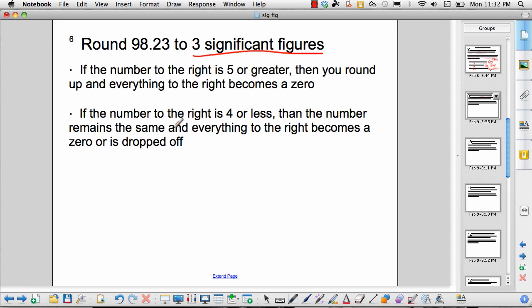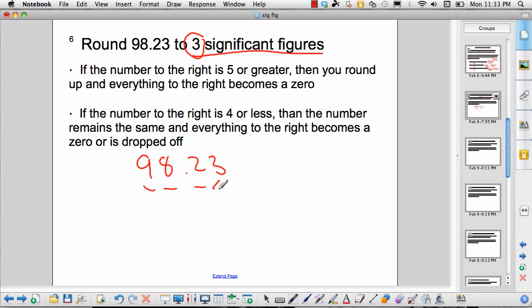Let's take a look. So in this example, I'm starting out with 98.23. They're asking me to round this to 3 sig figs. This is how I execute these problems. What I do is I look at the number that they want me to round to, which is 3, and I underline that number of digits. So I've underlined the first 3 digits in my answer.